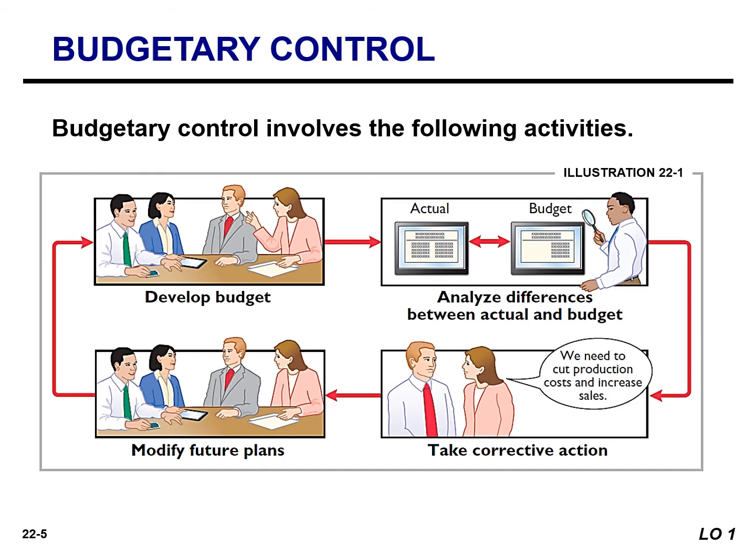Budgetary control begins by establishing a budget, and then we compare those numbers to what actually happens. Management then takes corrective action, or it decides to modify future plans.